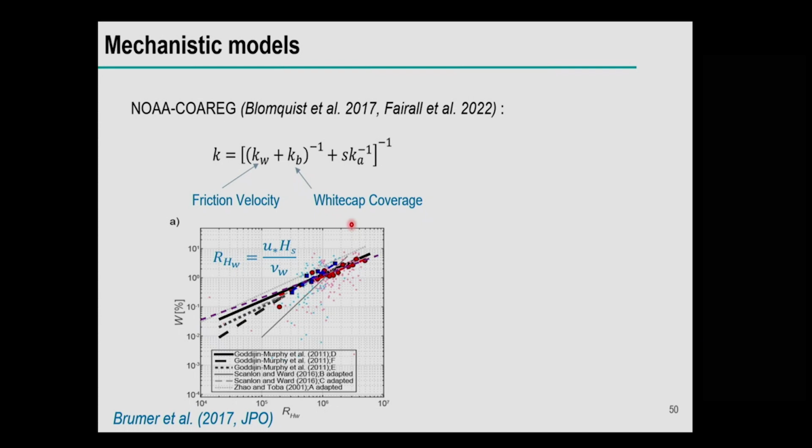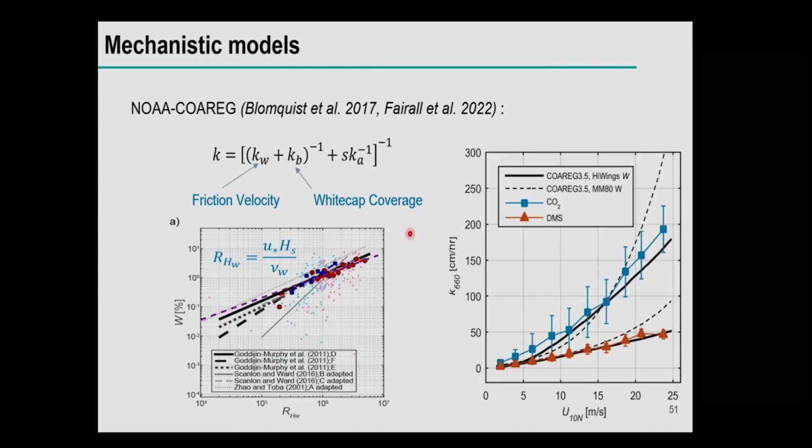And if we implement this parameterization of the whitecap coverage in the core algorithm for the gas transfer velocities, we had an improvement. So here I'm showing you the gas transfer velocity binned data for CO2 in blue, DMS in orange, and you see the old parameterization of whitecapping, the historical Monahan and O'Muircheartaigh 1980 parameterization that shows just a cubic dependence of the whitecap coverage on the wind speed, overestimated the CO2 flux at higher winds. Adjusting that with the parameterization depending on the Reynolds number, we have a much better fit, not only for CO2 but also for DMS.